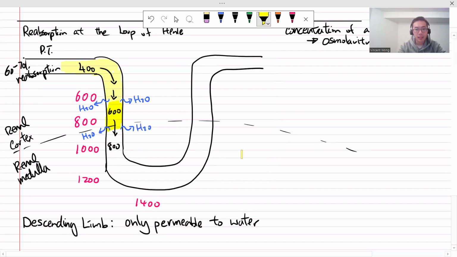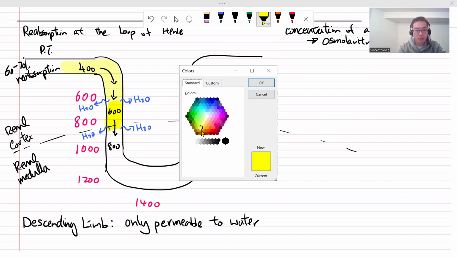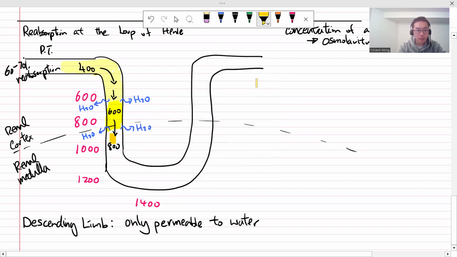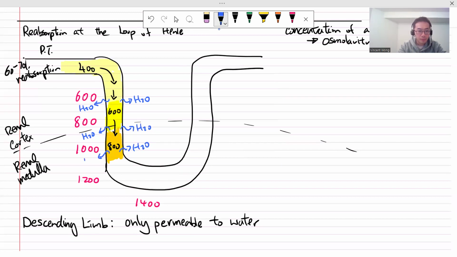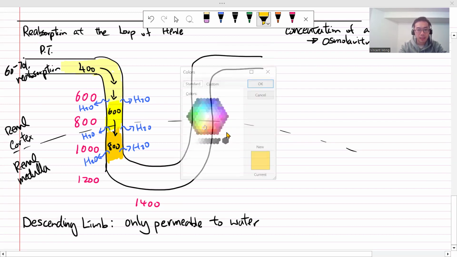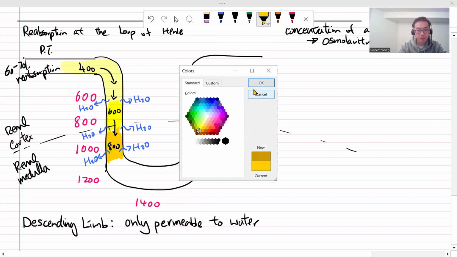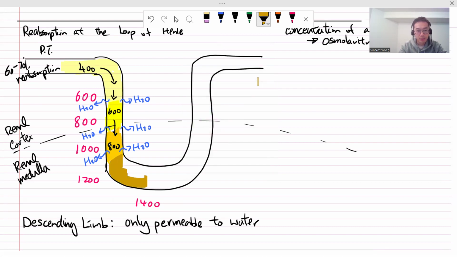And then the filtrate is going to be even more concentrated now. Even more concentrated. Okay? And then you're going to absorb more water. And ultimately, when you get to the bottom, this is really concentrated stuff. Right? Really concentrated. Do you understand? Like 1200. And so you're basically going to be absorbing as much water as possible.